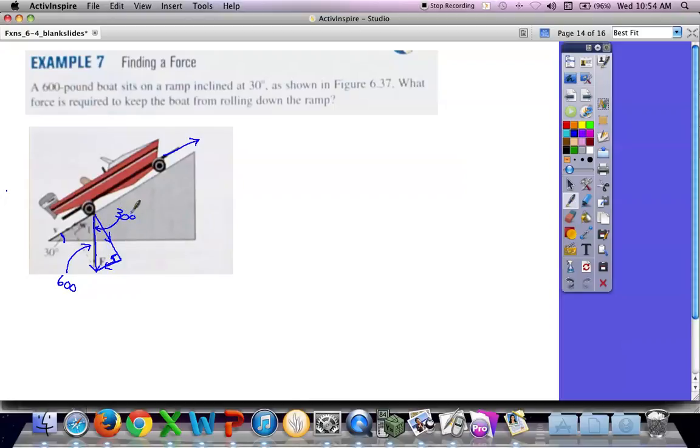So if I blow this up, let's draw this again. Here's the right triangle that we're trying to solve. That's 30. That's 600. And we are trying to find that. Which trig function are we going to use?